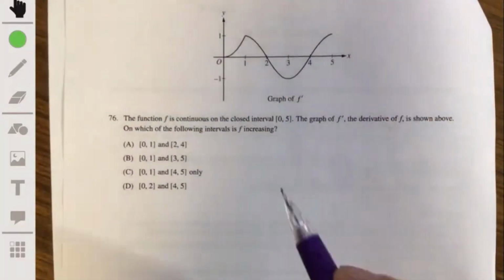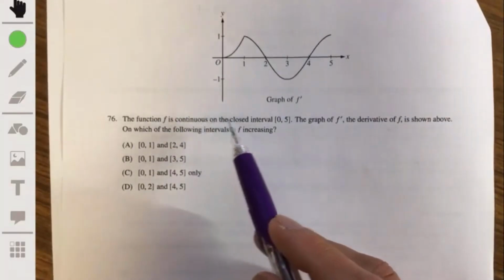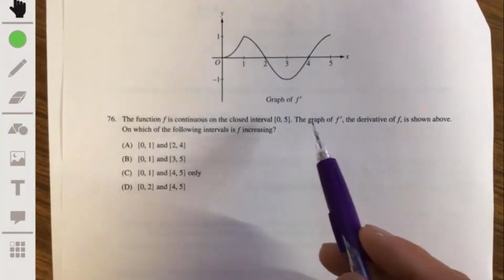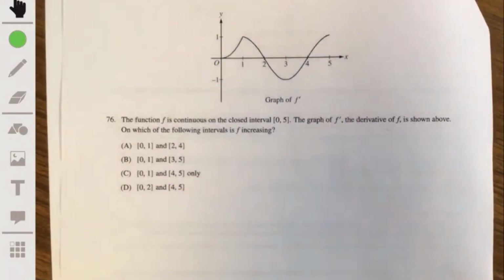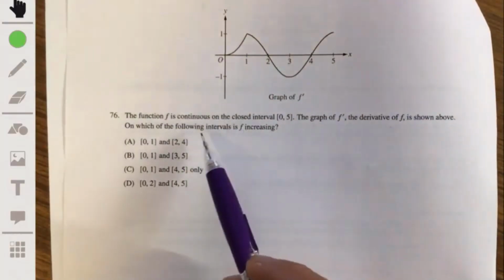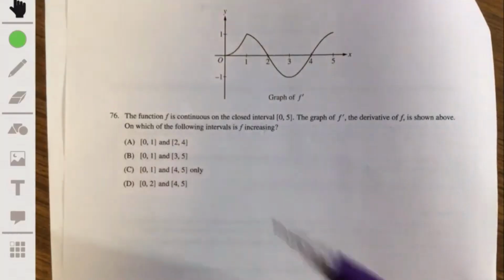All right, problem 76, we have the function f that's continuous on the closed interval 0 to 5, and the graph of f prime, the derivative of f, is shown here. So the question is, on which of the following intervals is f increasing?